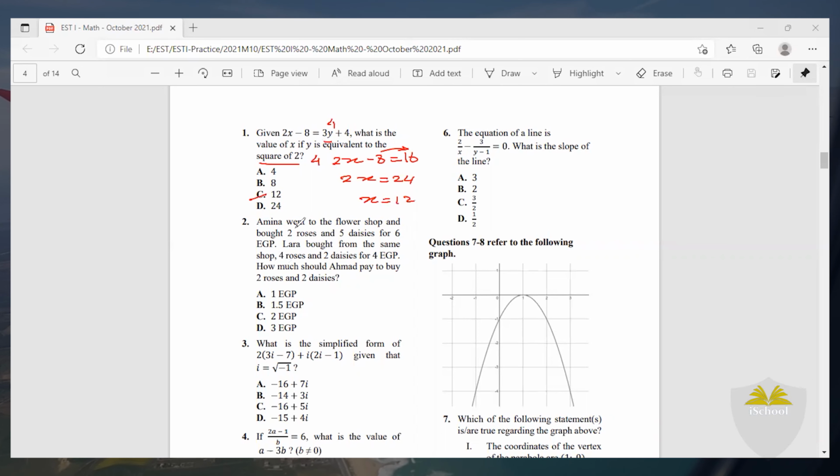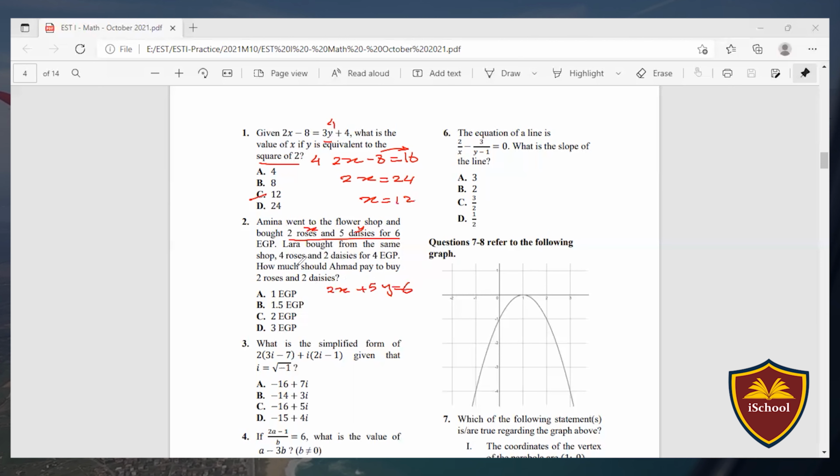Question 2. Amina went to the flower shop and bought 2 roses and 5 daisies for 6 pounds. So when we look at this, how do we convert it? I will consider rose is x and daisies is y. So 2x plus 5y equals 6. And Lara bought from the same shop 4 roses and 2 daisies for 4 pounds. So 4x plus 2y equals 4.